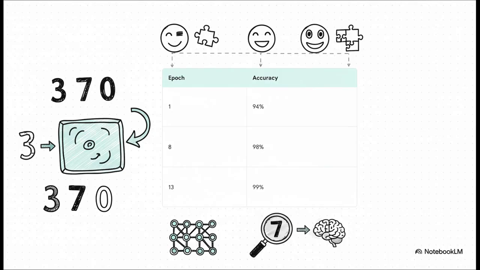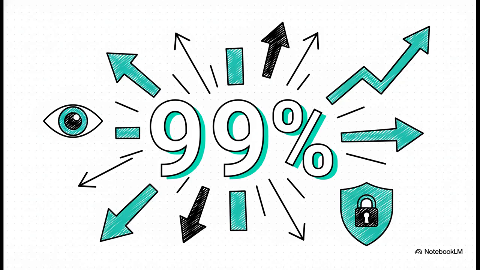And wow, the results really do speak for themselves. After just one single pass through the data, one epoch, the model is already hitting 94% accuracy. Pretty good. By the 8th pass, it's up to 98%, and by the time it gets to epoch 13, it has pretty much mastered it. This is so important. The network isn't just learning to recognize digits, it's learning how to change them so it can recognize them better. I mean, look at that. A final accuracy of 99% on the test set.